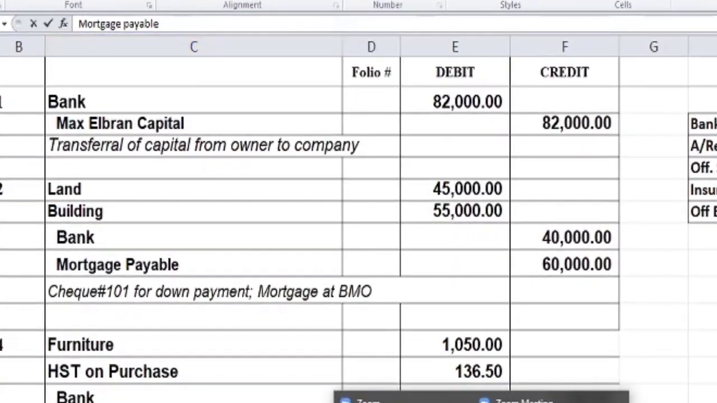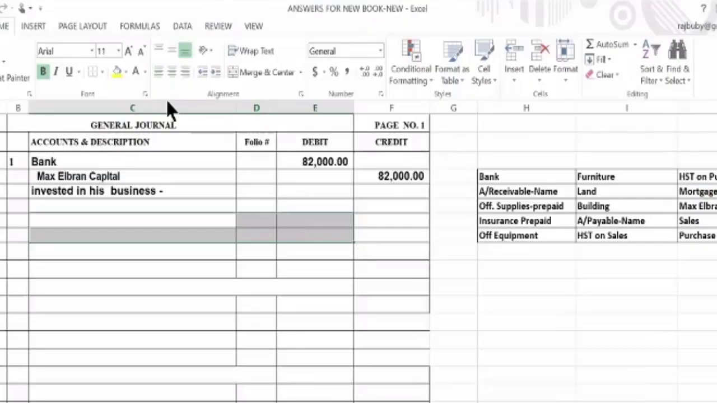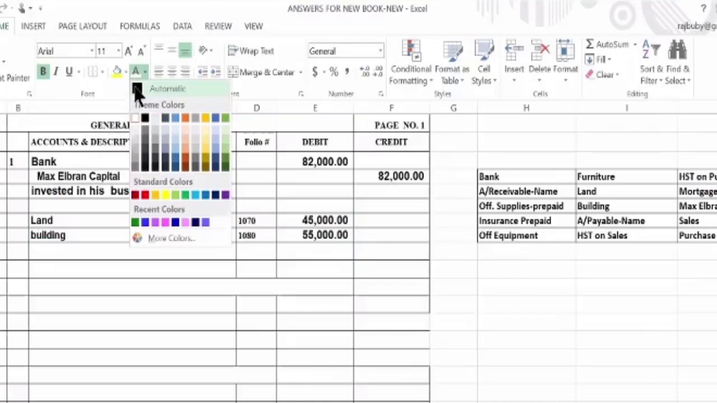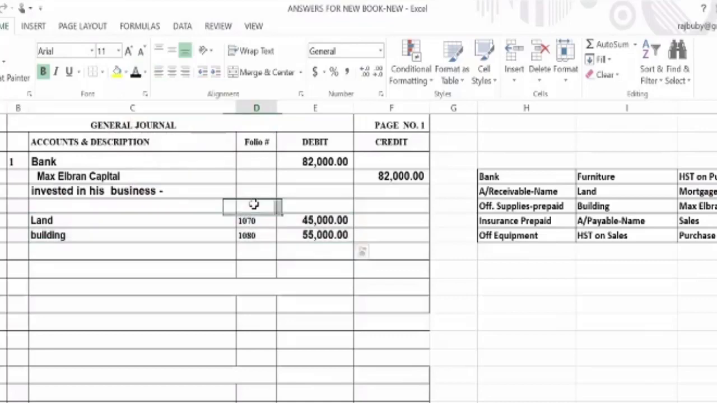Debit is 55 or 60. No, could you read it, please? That 60 is the mortgage, right? Yes, 60 is mortgage, Montreal Bank of Montreal mortgage. And 40 is down payment. But the price of the land, 45,000. Building is 55,000. Yes.